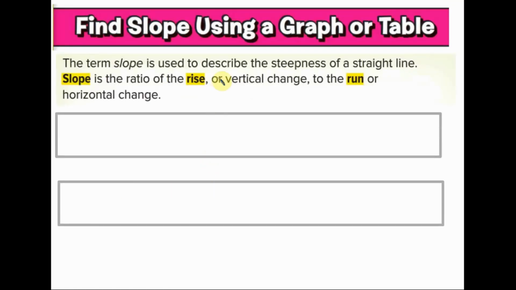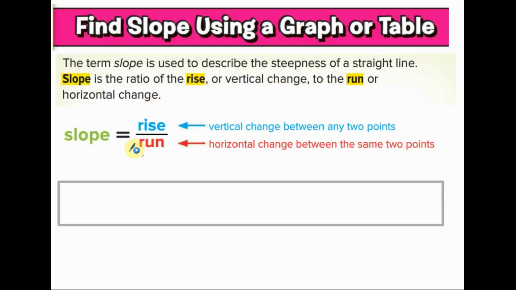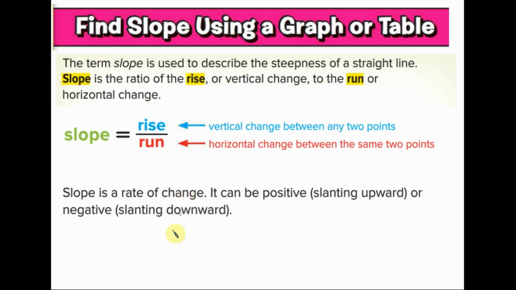The term slope is used to describe the steepness of a straight line. Slope is a ratio of the rise, or vertical change, to the run, or horizontal change. So the slope is equal to rise over run, where the rise represents the vertical change between any 2 points, and the run represents the horizontal change between the same 2 points. Slope can be positive or negative depending on what problem or situation you're working on.